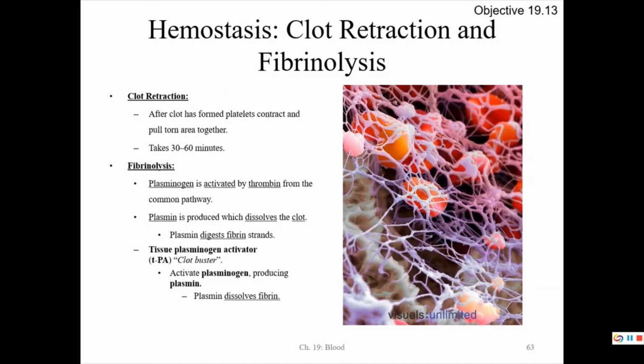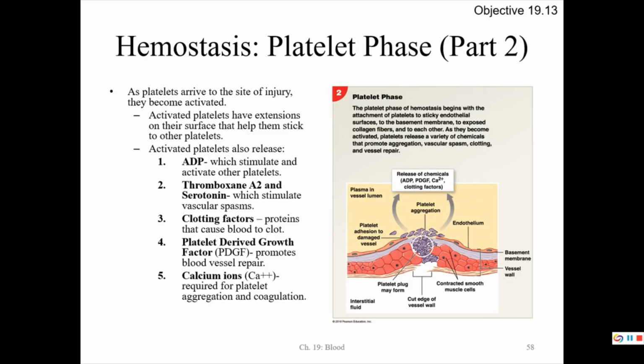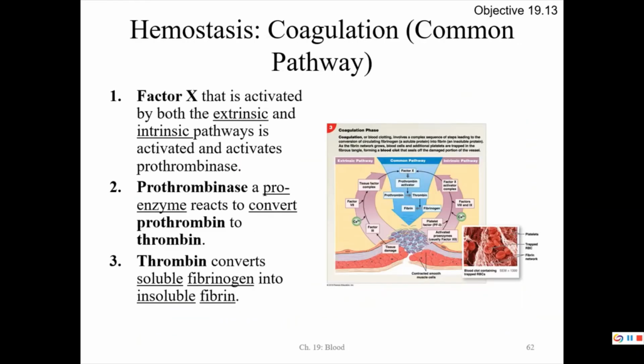Now, I'm trying to help you guys understand a complex process, because if you understand the things I'm teaching you, you will understand things like the blood-controlling drugs that you guys will give in your fields. You will have to understand this.